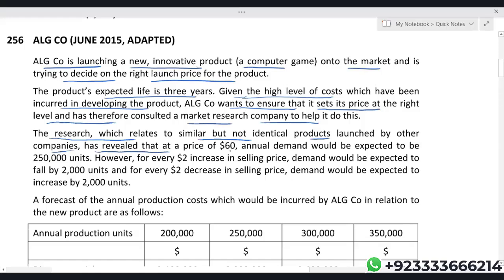It has revealed that at a price of $60, annual demand would be expected to be 250,000 units. However, for every $2 increase in selling price, demand would be expected to fall by 2,000 units. So there's a price elasticity of demand. If the price changes by $2, demand changes by 2,000 units. For every $2 decrease, demand will increase by 2,000 units.